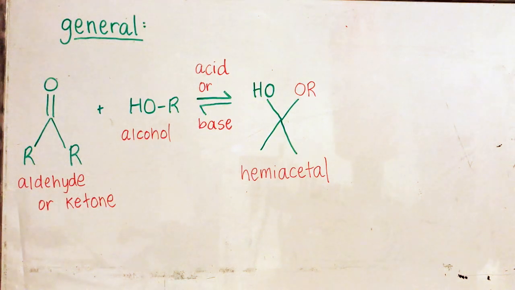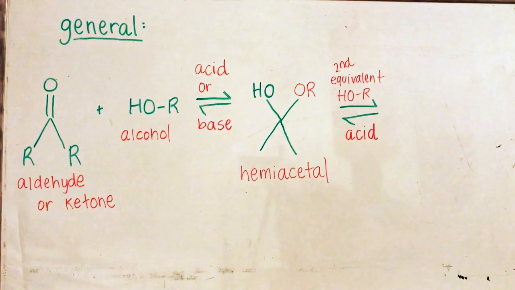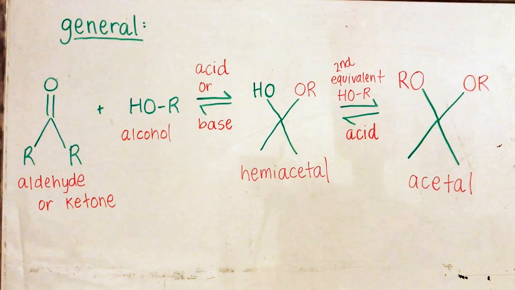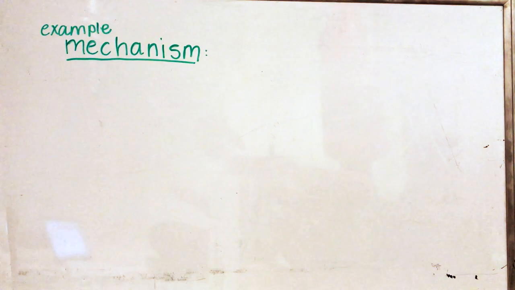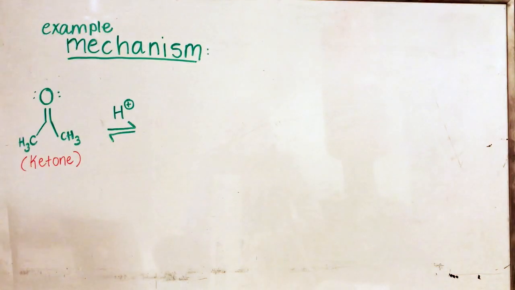This produces a hemiacetal. And then, in our second step, we need another equivalent of the alcohol, and this can only be acid catalyzed to produce the acetal, which has two ether groups compared to the hemiacetal, which has an ether group and an alcohol group. So here, we're going to walk through a step-by-step example. In this example, we are starting with a ketone that is going to go through an acid catalyzed reaction.